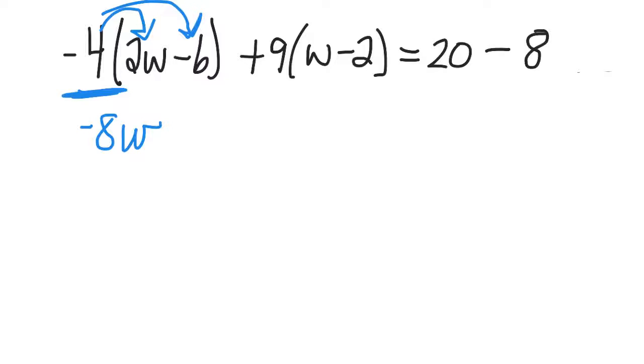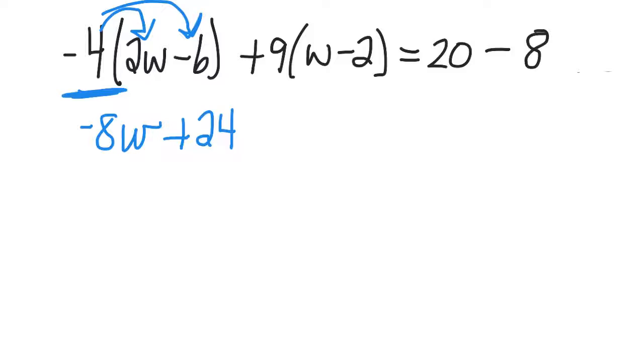When I'm multiplying positive and negative numbers, if the signs are the same, I have a positive result. So here I have a negative 4 and a negative 6. 4 times 6 is 24, but since they're both negative, the sign is going to change to a plus. So this is plus 24. So if I take negative 4 and I multiply it by 2w and negative 6, I'm going to get negative 8w. Negative 4 times 2 is negative 8, and negative 4 times negative 6 is positive 24.